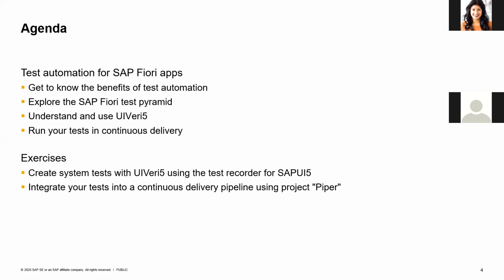Okay, so let me briefly go over the agenda. Our agenda for today is a short introduction on the benefits of test automation and exploring the SAP Fiori test pyramid. Then you will learn about the system and scenario testing tool Ui5 and how to integrate those tests in the continuous delivery pipeline. And then we come to the major part of this workshop, an exercise where you first write Ui5 tests using the Ui5 Test Recorder. In the second part of the exercise, you will integrate those tests in the continuous delivery pipeline by using Project Piper.